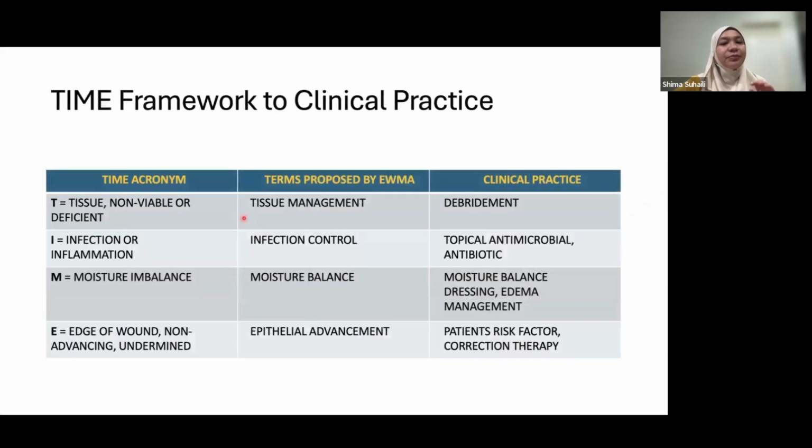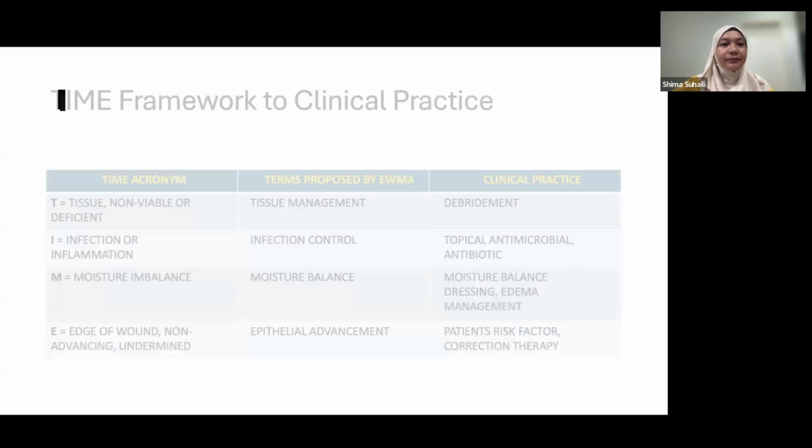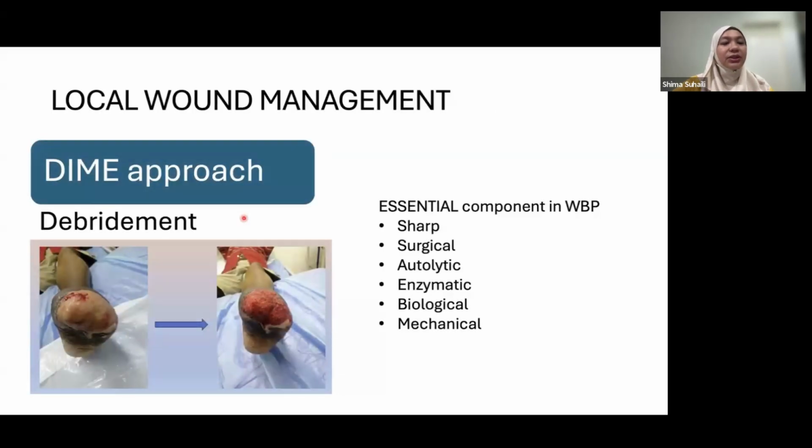Okay. So this time framework is very important sebab from the time assessment, you can make a clinical decision. What do you want to do with this wound? Okay. Contohnya from the tissue viability. Okay. You can see this wound penuh dengan yellow tissue. That means it's a slough. It's a bad tissue. From there, you have to decide. You want to use which part of debridement method untuk dapatkan wound bed preparation yang like this.